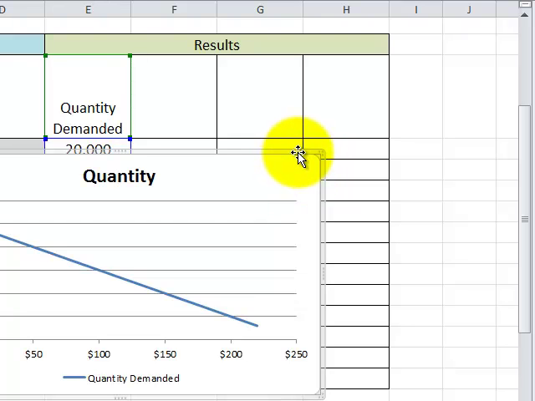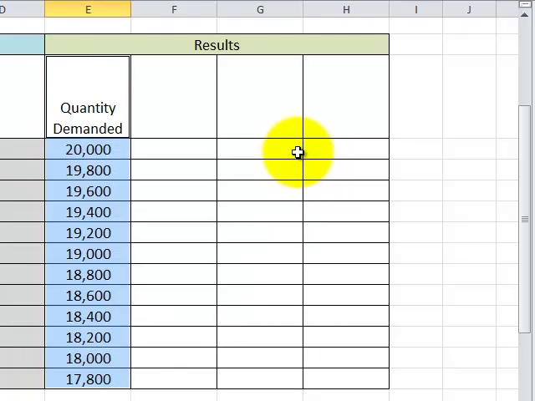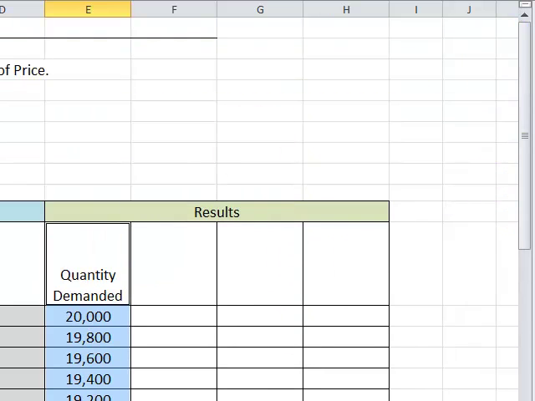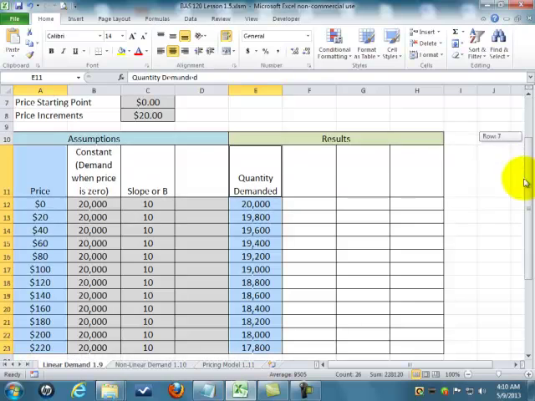So that's a linear function, how to model a linear function. And you have this Excel spreadsheet within the Blackboard. You can play around and make it your own.